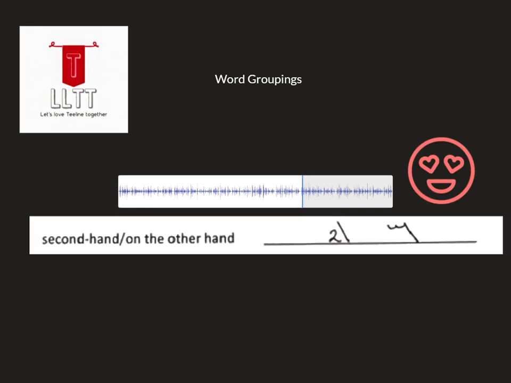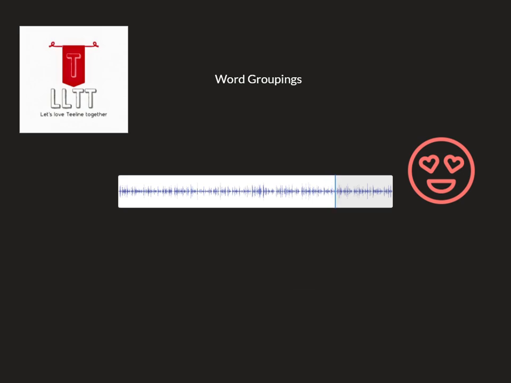A lovely phrase here is second hand. Now, we're writing the H for hand, but we're sloping it the way the A goes. Second hand. And I've also included there something that's not in the passage, but which shows how we also use it in on the other hand. So just an O for on, just an O for other, and then that sloped H for hand. So it's sloping because the A follows H in hand.